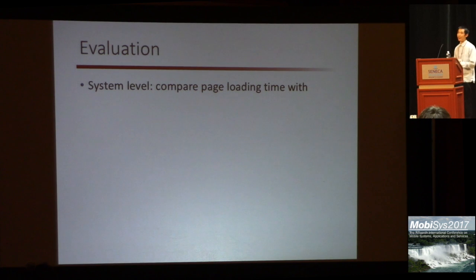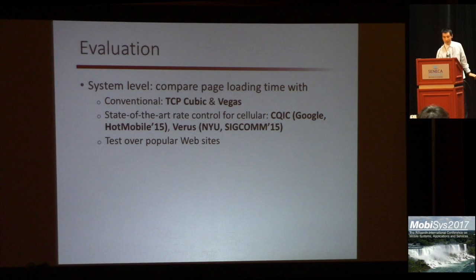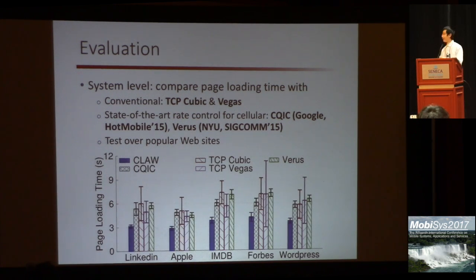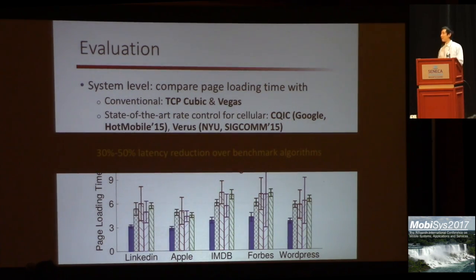Then we perform the system level evaluation by comparing the page loading time with conventional TCP, like TCP Cubic and TCP Vegas. Also the state-of-the-art solutions like Secret, Sprout and Verus. We test all these algorithms over popular websites like Apple and LinkedIn. So from these results, we can see our algorithm reduces the page loading time by around 30% over benchmark algorithms.